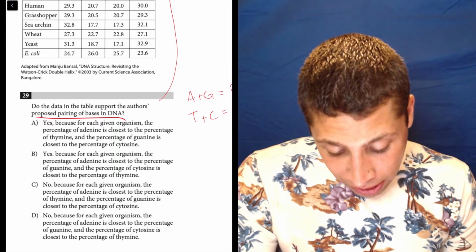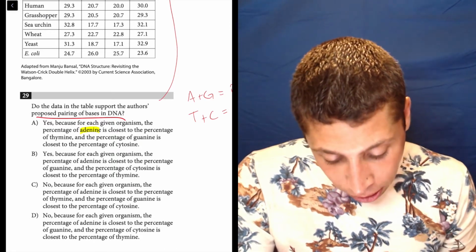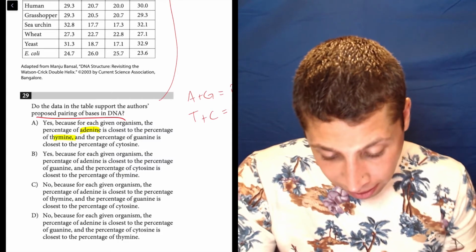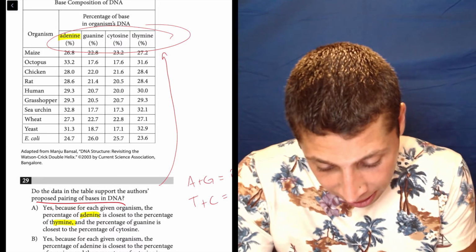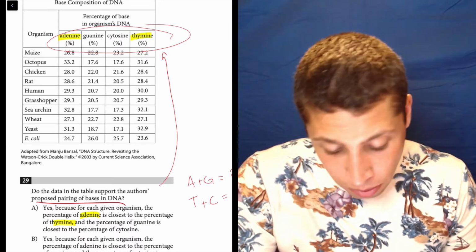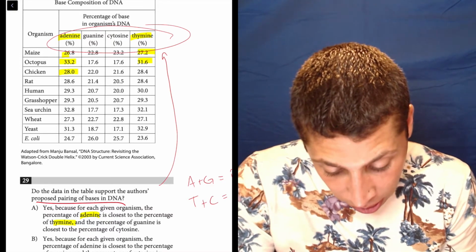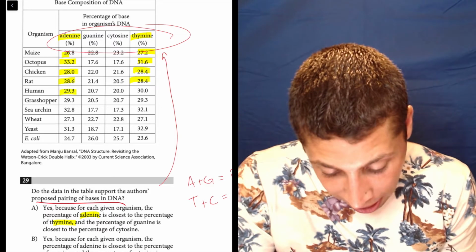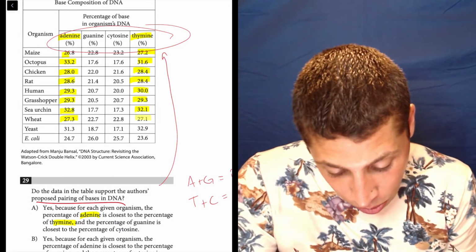Yes, because for each given organism, the percentage of adenine is closest to the percentage of thymine. Okay, that's a checkable thing, right? Go to the table and check that. So adenine and thymine are close to each other. 26.8, 27.2. Yeah, it's pretty close. So this and this look close. This and this look close. 28, 28, 28, 28, 29, 30, 29, 29, 32, 32, 27, 27.